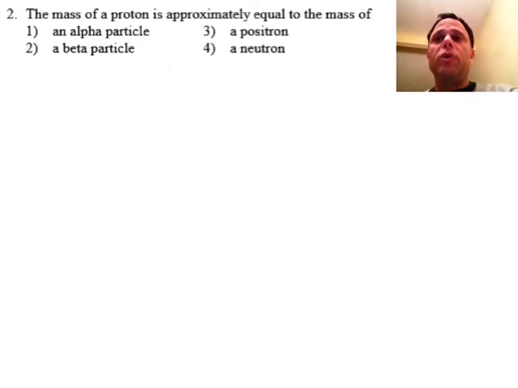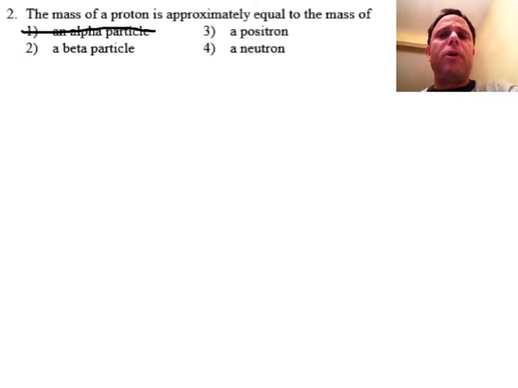Now for number 2. The mass of a proton is approximately equal to the mass of an alpha particle. Now, we referred to an alpha particle when we talked about Rutherford and his gold foil experiment, and we said it has a positive 2 charge, suggesting that there would be 2 protons. 2 protons would definitely not be equal to the mass of 1 proton. Anyway, we'll get into alpha particles deeper when we talk about nuclear chemistry. So it is not alpha particle.